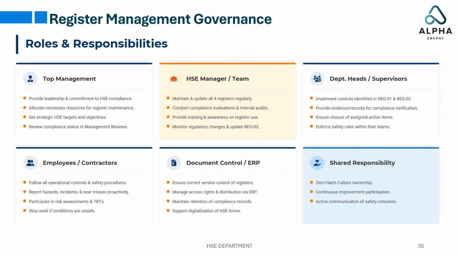This slide explains the governance structure and responsibilities for managing the 4 HSE registers within Al-Masood Energy. Effective register management requires clear accountability across different organizational levels. Top management provides strategic leadership and commitment to HSE compliance. Their role includes allocating the necessary resources for maintaining the registers, setting HSE objectives and strategic targets, and reviewing overall compliance performance during management review meetings.